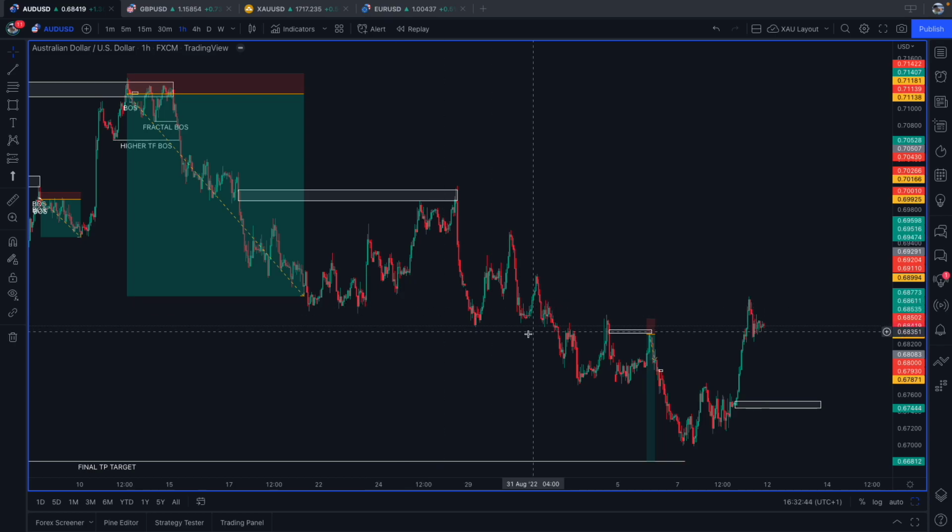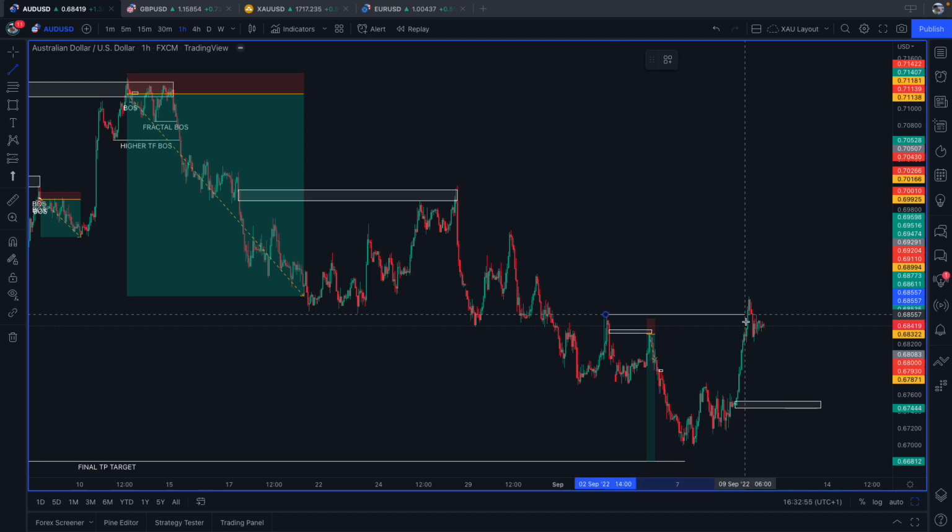Okay, now recently what we have seen is actually breaks of structure take place both fractally and on the higher time frame structure, which indicates a potential for a reversal. So moving forward this week, I will probably be looking for buy opportunities, as the markets are telling me that they are now looking to go long.